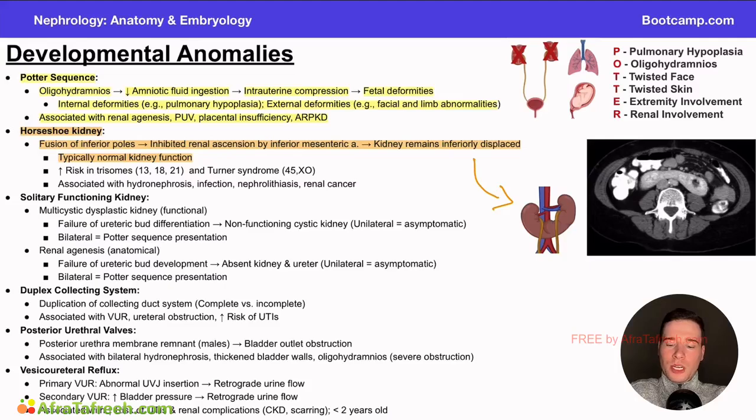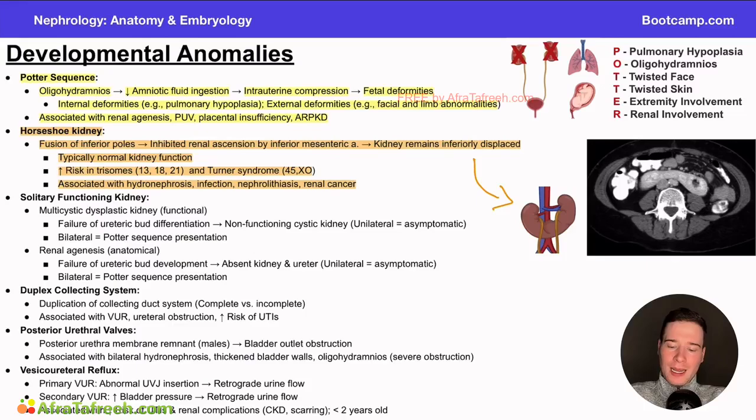Now, what are some associations? We said those are important. They like us to know those. These include things like increased risk with trisomies, such as 13, 18, 21, as well as Turner syndrome. And there's also increased risk of hydronephrosis, infection, nephrolithiasis or kidney stones, and renal cancer. These are just important associations that they like you to know. And really, I just think about these associations as if somebody has a horseshoe kidney, they're at a higher risk of having other renal complications, of which these are some of the common ones that you can experience.